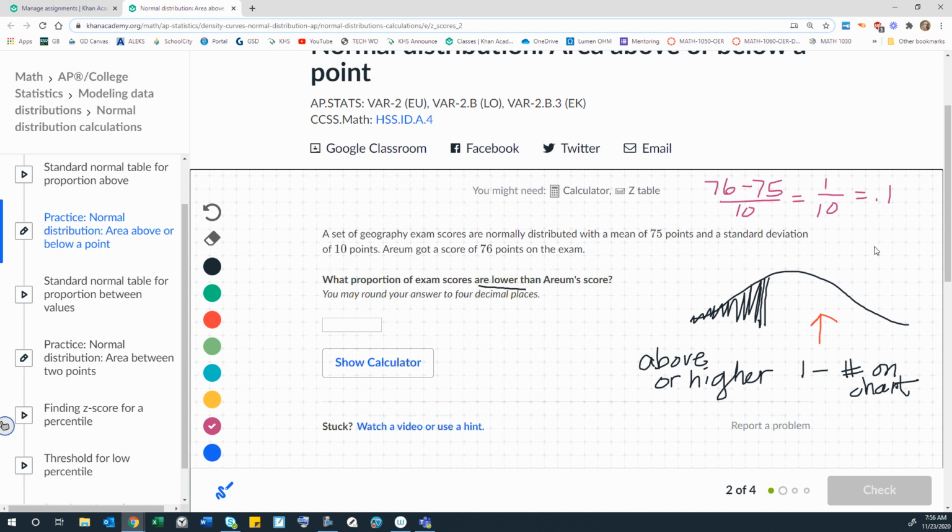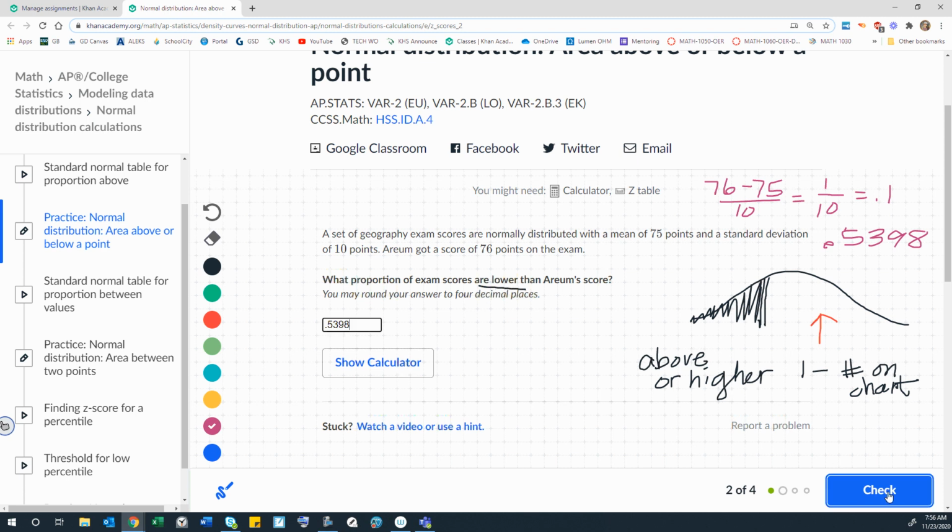Positive 0.10, so that first column right there would be 0.5398. Let's try it really fast. Oh, my mouse doesn't like that my pen is on my tablet. Okay, 1 second. Let's check it. Awesome, we're gonna record.